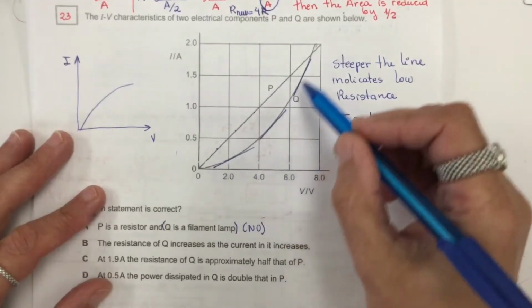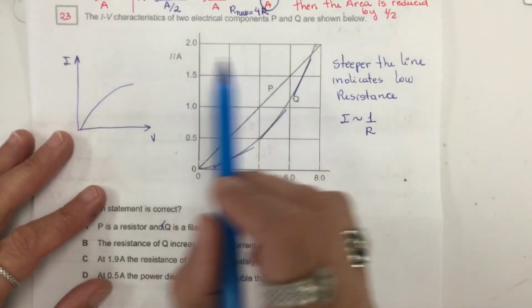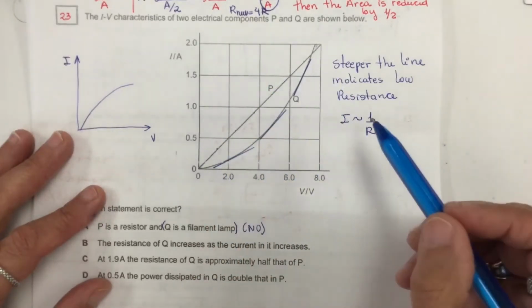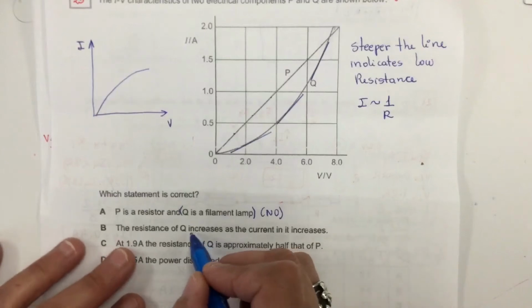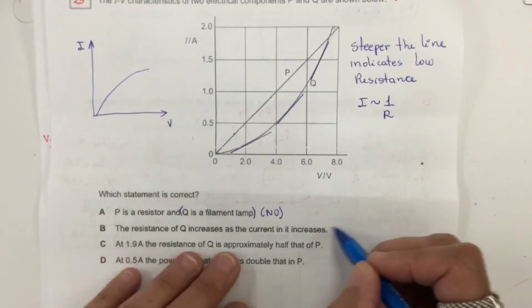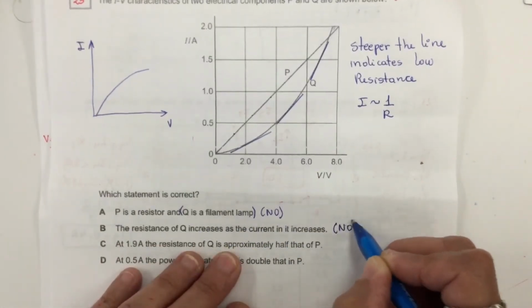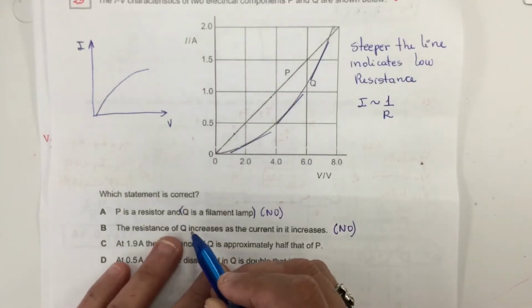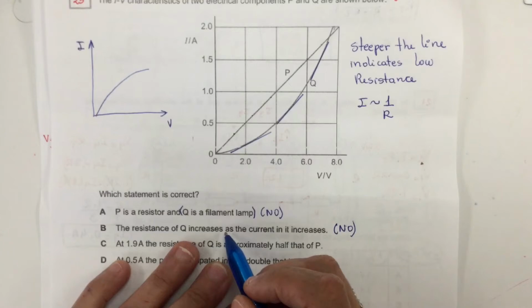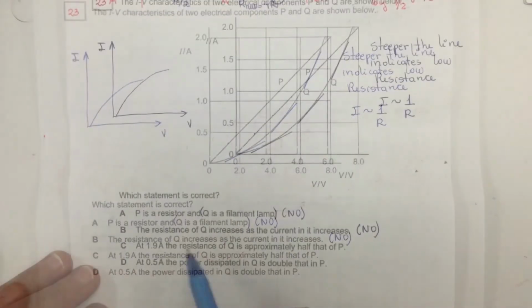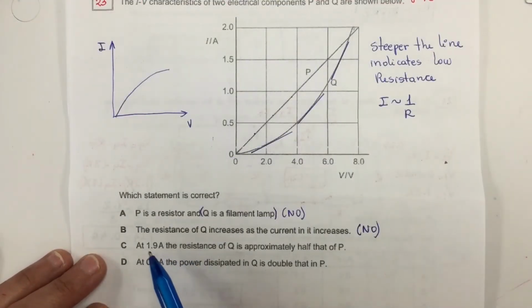Now we're getting steeper, so we have more current, which means the resistance is decreasing, not increasing. So this is no as well. The resistance of Q is decreasing, not increasing. Let's take a look at C.